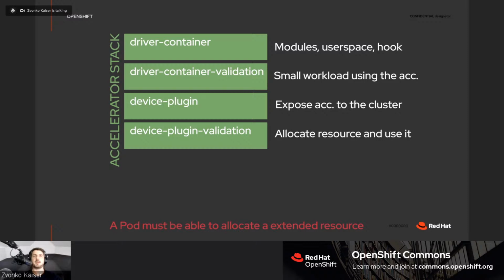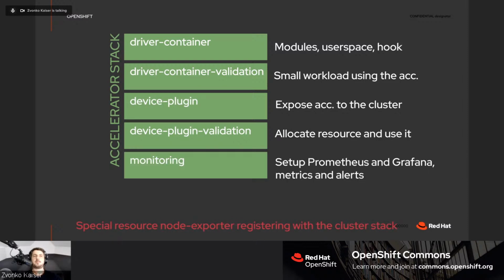We have enabled the hardware, we expose it to the cluster. The next step is monitoring. So we are setting up Prometheus and Grafana, adding metrics, a custom node exporter that exposes GPU metrics, and we are also adding alerts so that it's visible in the cluster if something happens, if it's overheating, malfunctioning, and stuff like that.